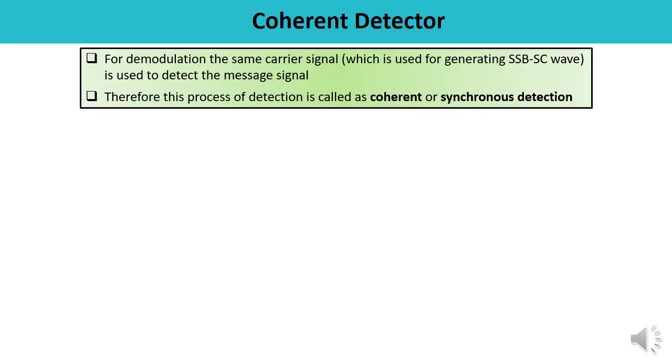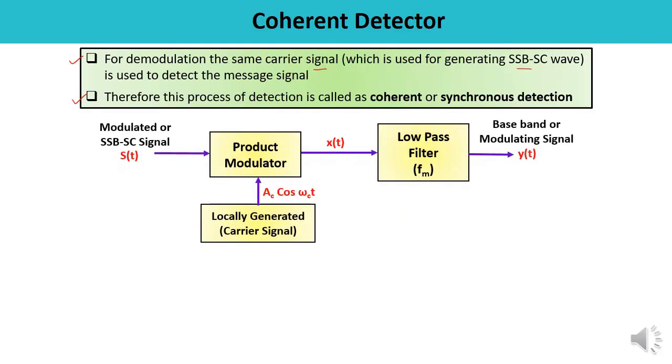Now let us discuss one of the demodulation techniques, which is the coherent detector. What happens in the case of the coherent detector when there is a requirement to demodulate the signal so that the original message signal can be recovered back? The same carrier is used for the demodulation also. Same carrier means the carrier which is used for the generation of the SSB-SC wave. And because in this particular process the same carrier is used, this process of detection is known as coherent or synchronous detection. Let us discuss the block diagram.